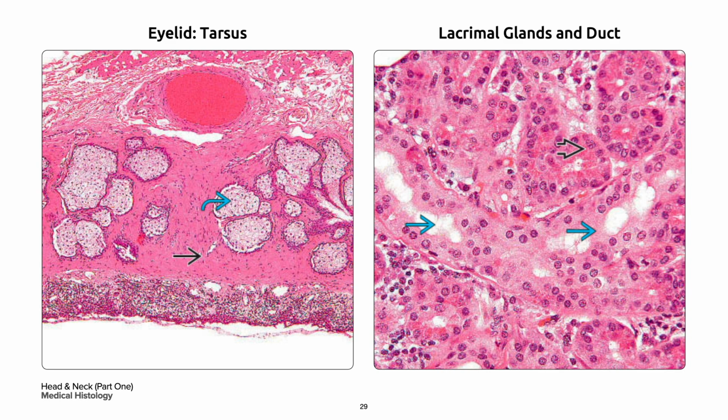On your right are the lacrimal glands, which are composed of serous type cells in bold black arrow that drain into a central duct in single blue arrow. The glands are found within the superior lateral orbit.